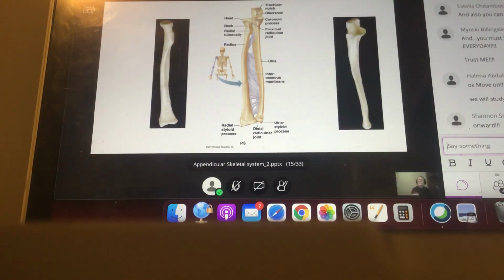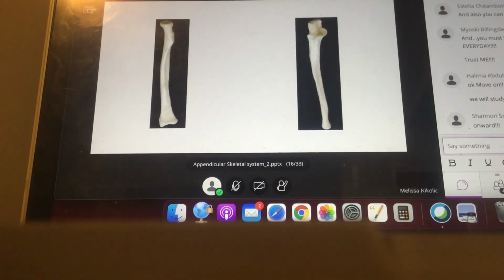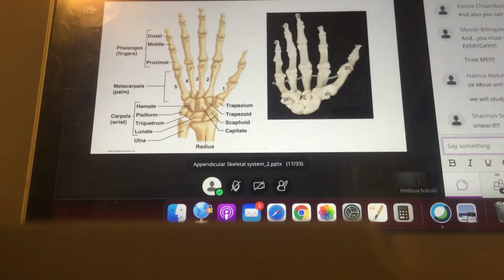You got to know this. You got to look at it and know it immediately. And again, guys, we're going over it today, but the expectation was that you would be memorizing this already. All right, so let's just stay together. We haven't even got to bone markings, guys. Stay with me. All right, so hand.